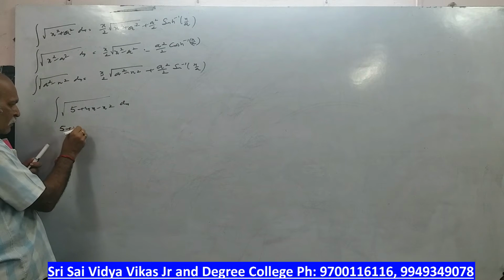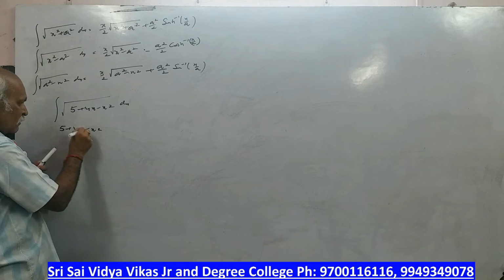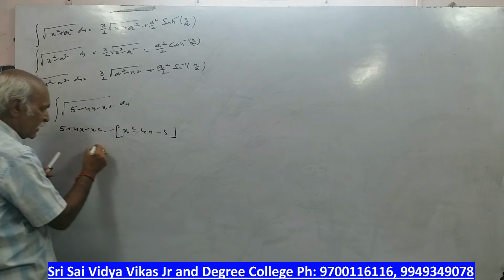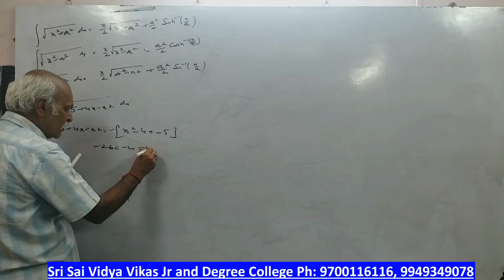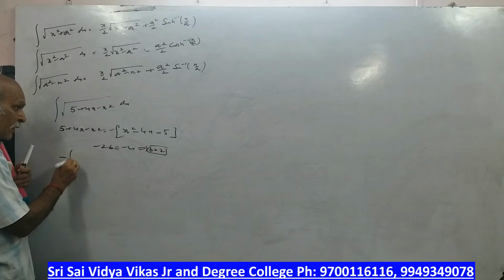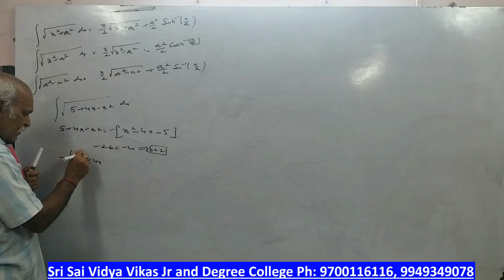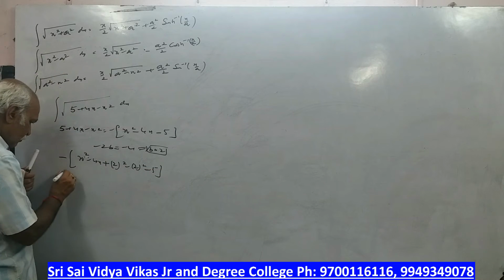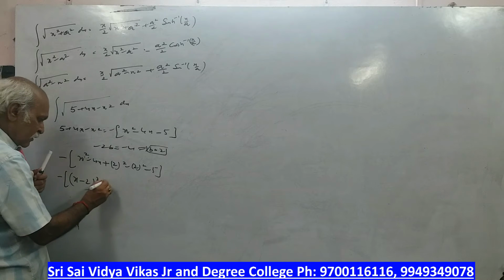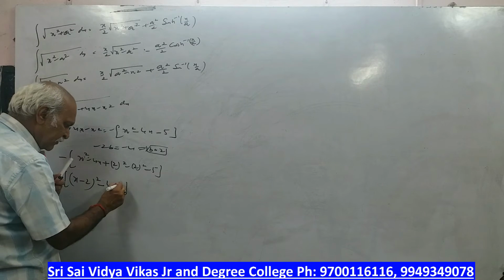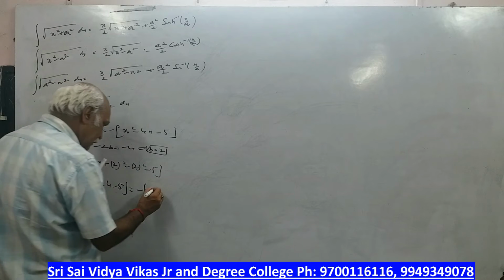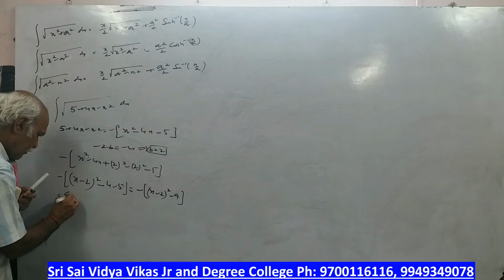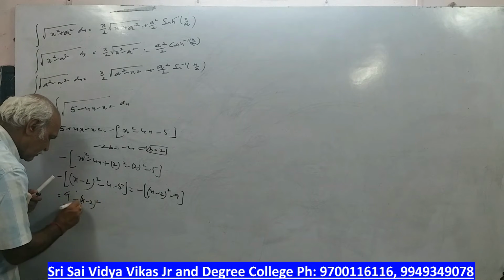5 plus minus x square, take minus common, x square minus 4x minus 5. So again minus 2b is equal to minus 4, b is equal to 2. So what will happen? Minus x square minus 4x plus 2 square minus 2 square minus 5. So minus of x minus 2 whole square minus 4 minus 5. Here there is no fraction, directly we can use. So what will happen? x minus 2 whole square minus 9. Okay, with minus sign if you open, so 9 minus x minus 2 whole square.